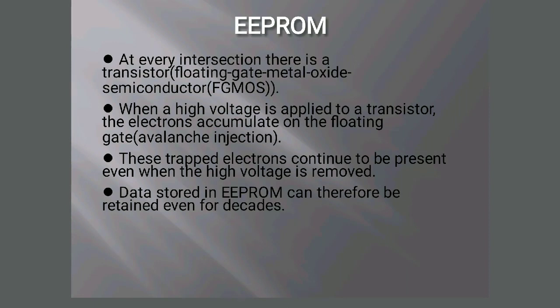EEPROM. At every intersection there is a transistor, a floating gate metal oxide semiconductor, FGMOS. When a high voltage is applied to a transistor, the electrons accumulate on the floating gate, called avalanche injection. These trapped electrons continue to be present even when the high voltage is removed. Data stored in EEPROM can therefore be retained even for decades.